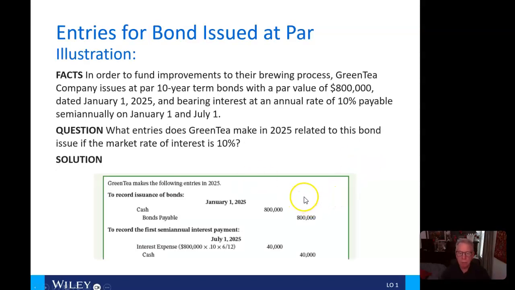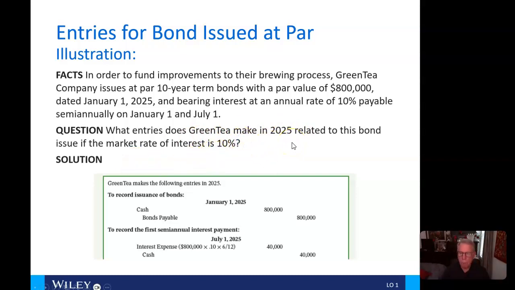So here's an example. In order to fund improvements to the brewing process, Green Tea Company issues at par 10-year term bonds with a par value of $800,000 dated January 1, 2025, bearing interest at an annual rate of 10% payable semi-annually on January 1 and July 1. What entries does Green Tea make in 2025 related to this bond issue if the market interest rate is the same, 10%?